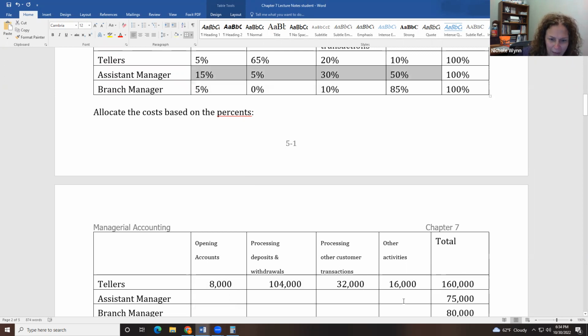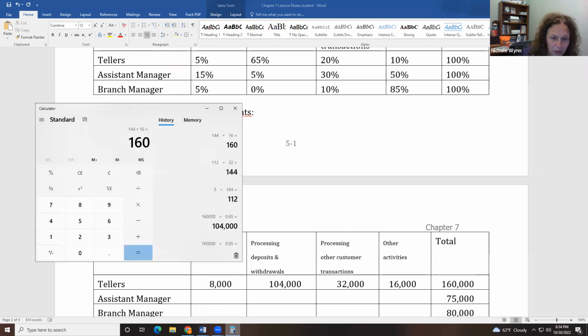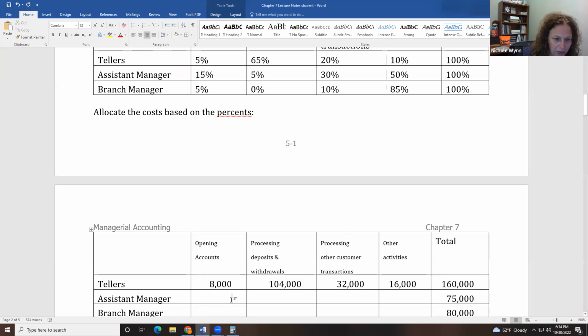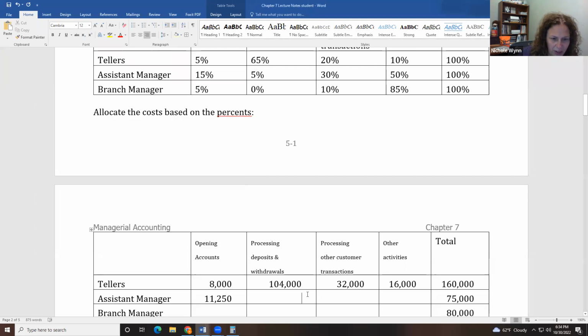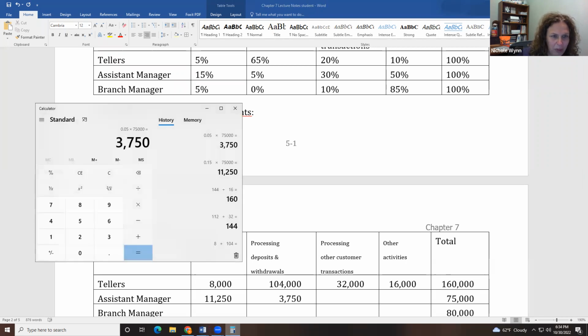Okay, so now I'm going to take the branch manager's salary of 75,000 and split it. So half of it is going to go here, and 15%, 5%, and so on. 15% of 75,000 is 11,250. Over here, 5% of 75,000 is 3,750. I haven't ever done these numbers because I just made up this problem, so I'm hopeful that it's going to work out right.